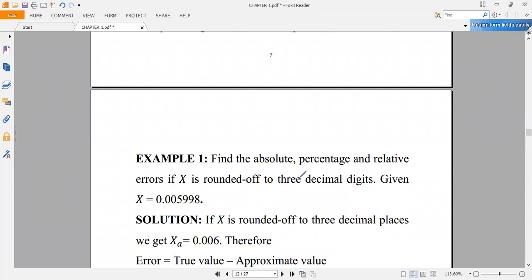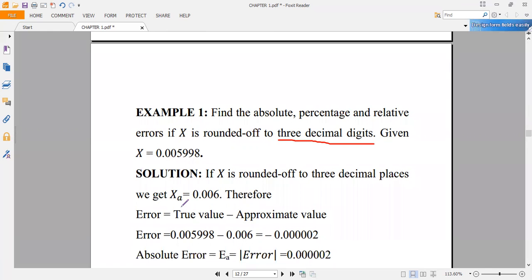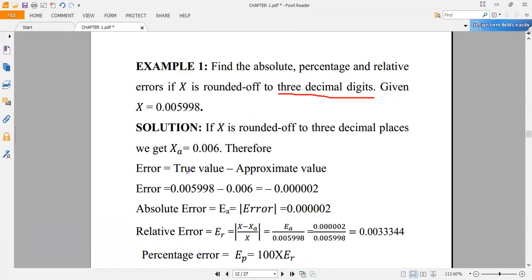Let's see an example. Find the absolute, percentage, and relative error if we round off x to 3 decimal places, where x is equal to 0.005998. When you round this off to 3 decimal places, the approximate value will be 0.006, or one significant figure. The error is the true value minus its approximate value, so this gives 0.005998 minus 0.006, which gives negative 0.000002.